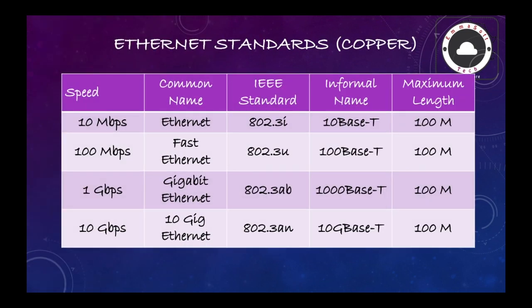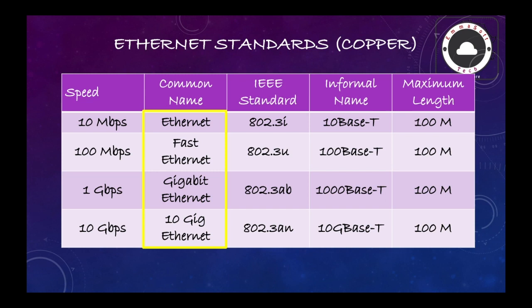Okay, let us look at some of the Ethernet standards for the copper cables, especially the common network cables, where we look at speeds ranging from 10 megabits, 100 megabits, 1 gigabit, and 10 gigabits. They have some common names which are given to them. For example, 10 megabits is referred to as Ethernet, 100 megabits is Fast Ethernet, 1 gigabit is Gigabit Ethernet, and 10 gigabits per second is 10 Gig Ethernet.